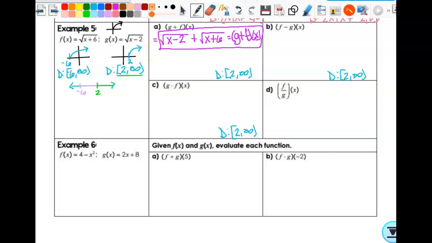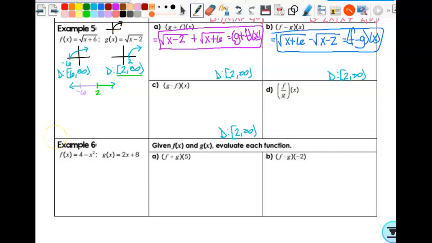So guess what else is going to be super easy? Subtraction. All right, this is going to be equal to f, which is the square root of x plus 6, minus g, which is the square root of x minus 2. There's nothing else you can do. That is f minus g of x. You can't combine. They're each in their own little houses, and adding and subtracting, they don't mingle at all. Okay.